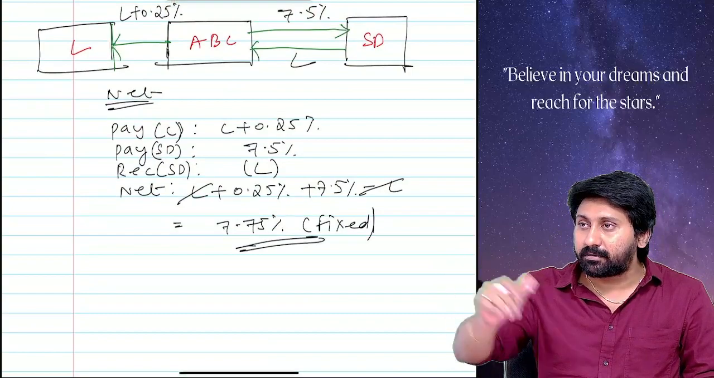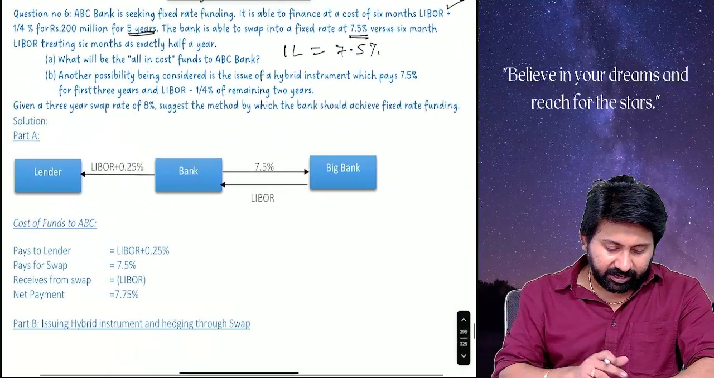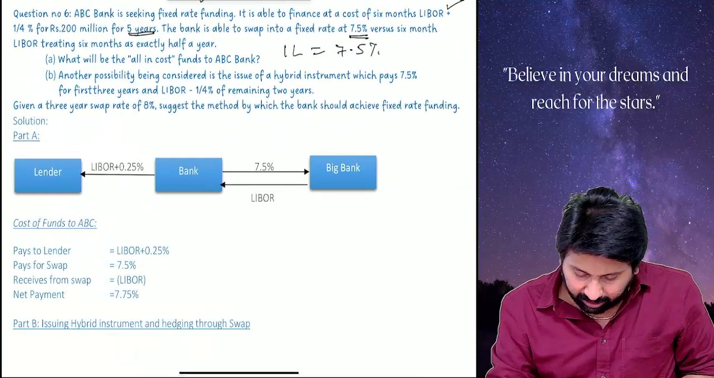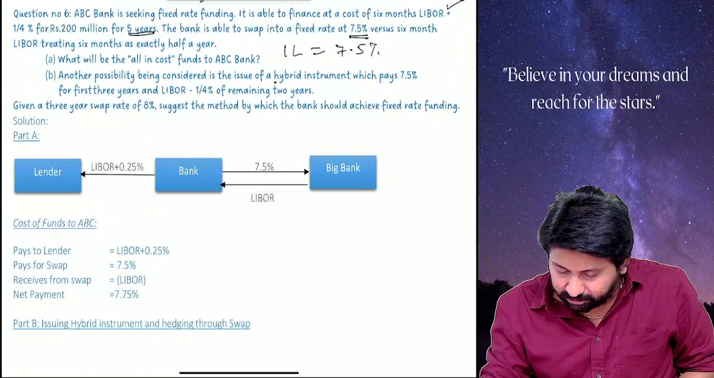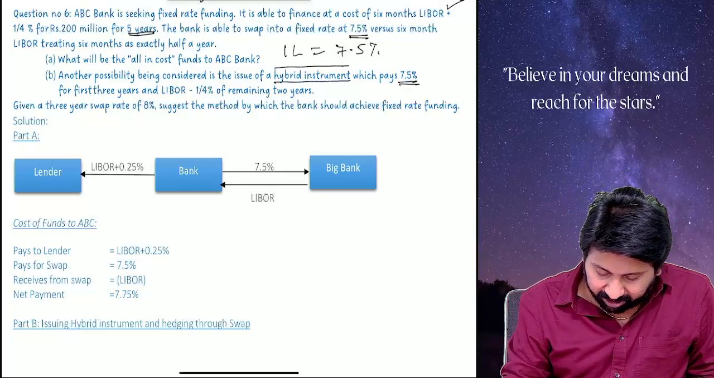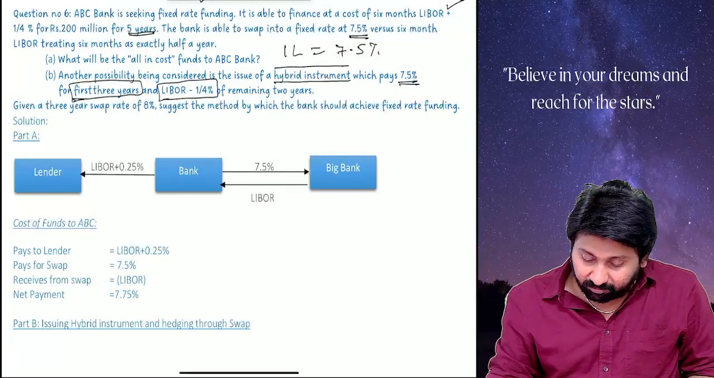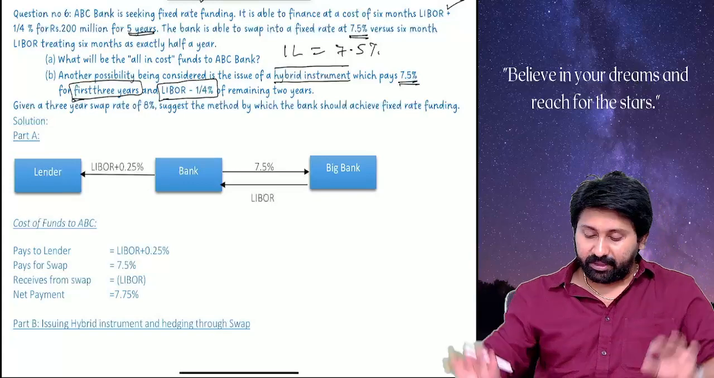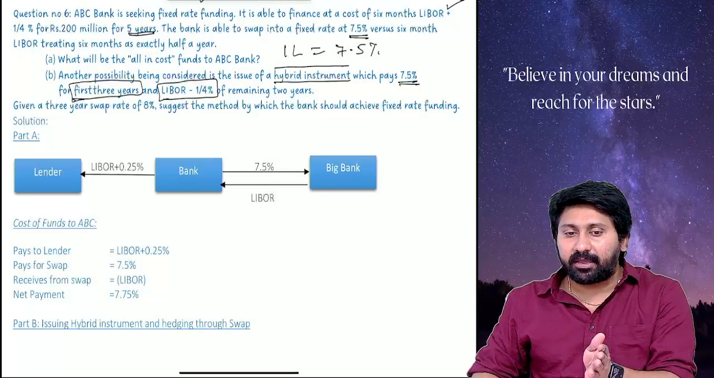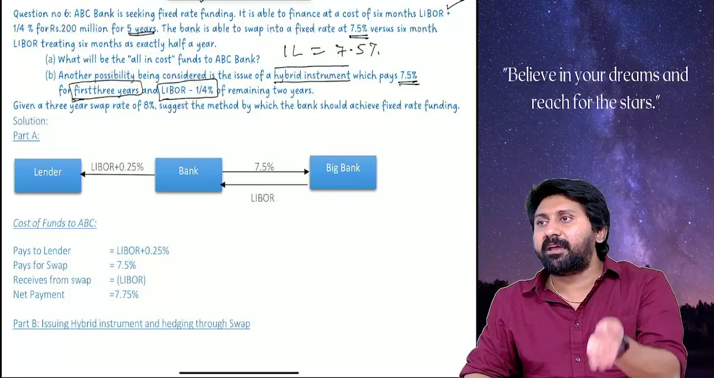Next. Another possibility, other than a general transaction through the swap. Another possibility being considered is issuing which instrument? A hybrid instrument, which pays how much? 7.5 for the first 3 years and Libor minus 1/4% for the remaining 2 years. First tell me, what is a hybrid instrument? It's an instrument which will be a fixed rate for some number of years during the life, and for the remaining life it will be floating.